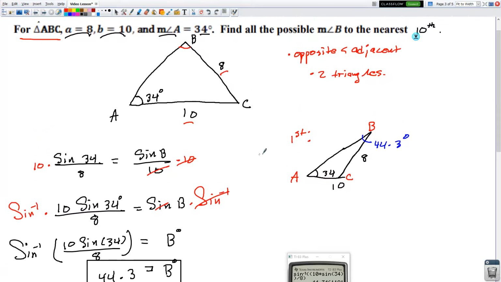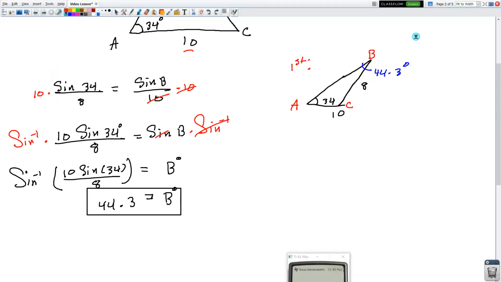Notice that it's the same information here: 34 degrees, 10 as a length, 8 as little a. But now, how does our second triangle look like?